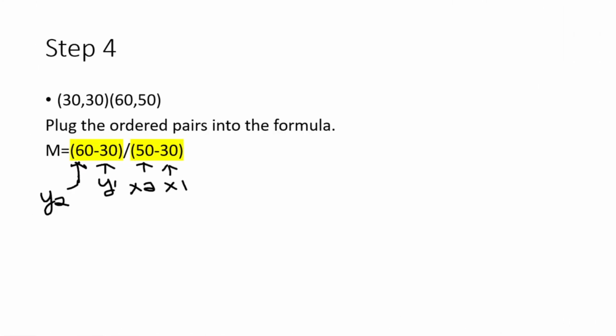Step 4. (30, 30), (60, 50). Plug the ordered pairs into the formula. The formula, remember, is y2 minus y1 over x2 minus x1. So after plugging them in, you should get m equals 60 minus 30 over 50 minus 30. Notice your 60 is the y2, the 30 is the y1, the 50 is your x2, and the 30 is your x1.